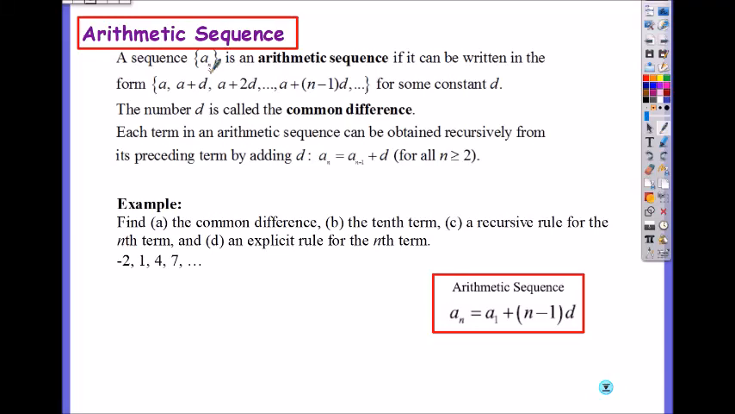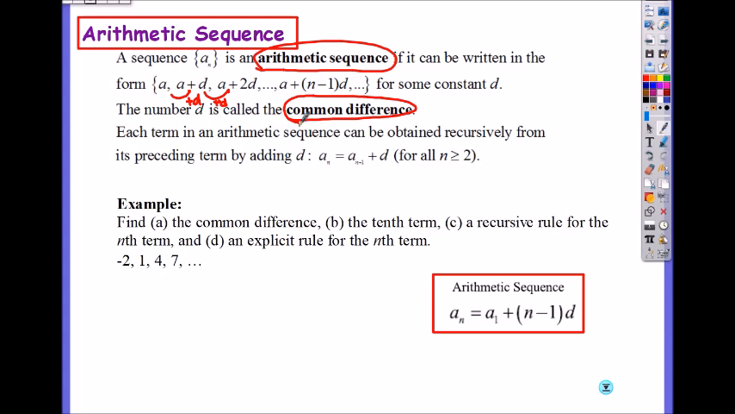A sequence is an arithmetic sequence if it can be written in the form where a1 is the first term, and from there you add d, and then you add d again and again. Basically, if you're adding a common difference, that's an arithmetic sequence.